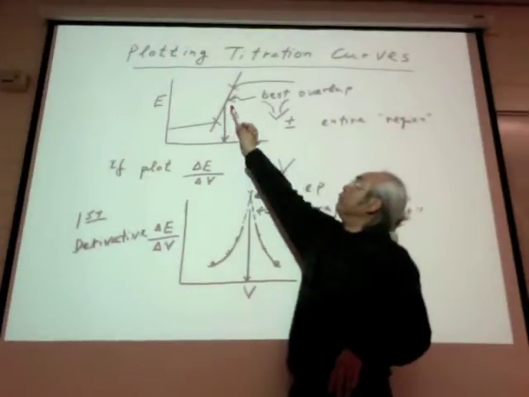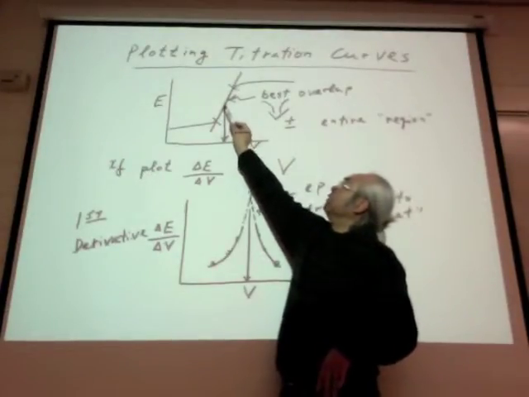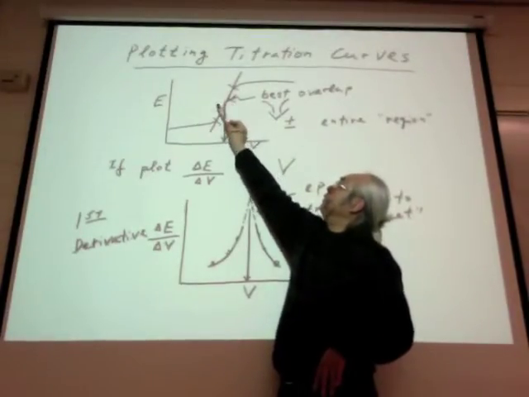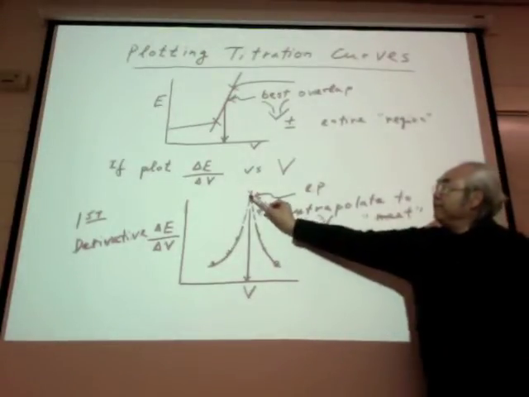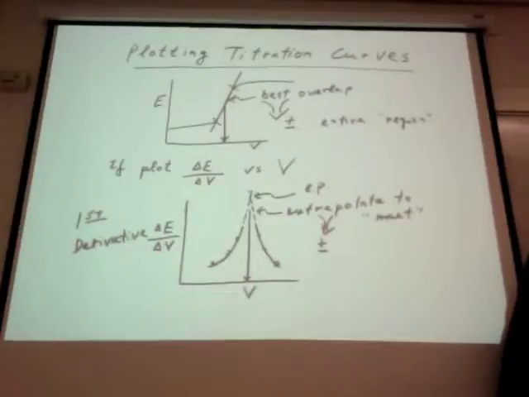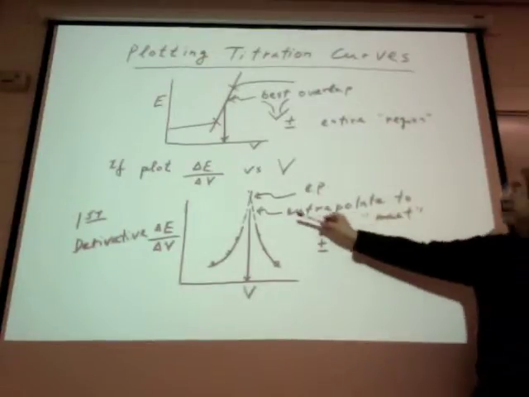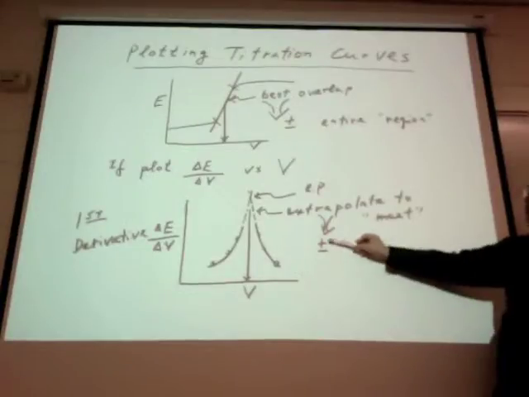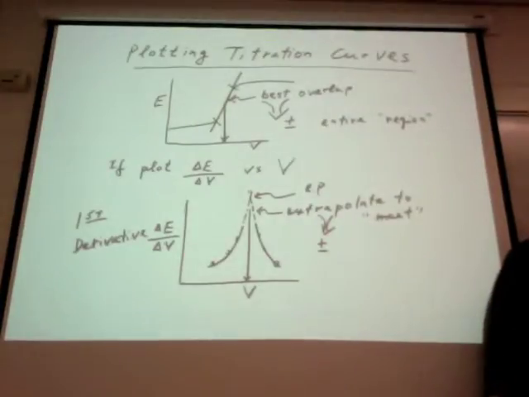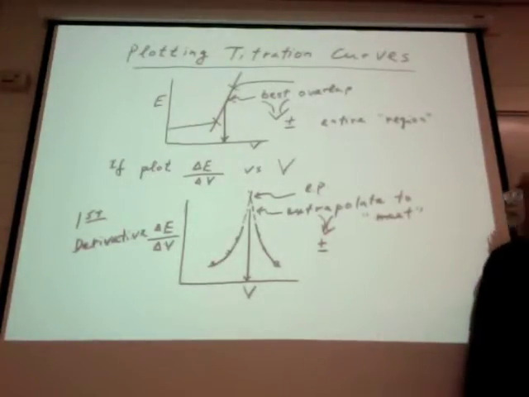Rather than when you draw a crooked line, where you can call this the endpoint or that the endpoint, it's more difficult. So here you have a more accurate extrapolation. So this is the first derivative plot. Okay, so that minimizes the plus minus.